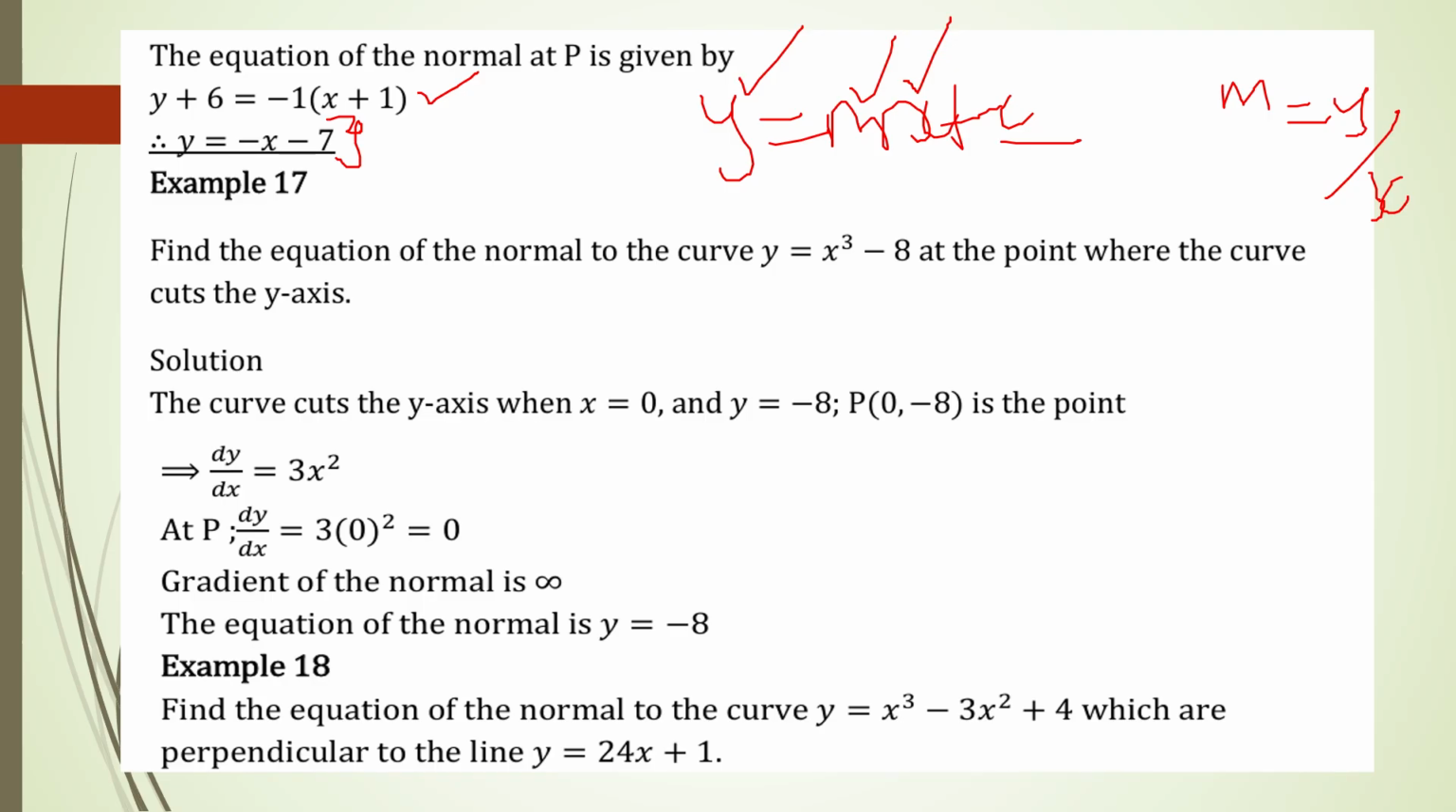Now let's also find the equation of the normal to the curve. These are the points where the curve cuts the y-axis.